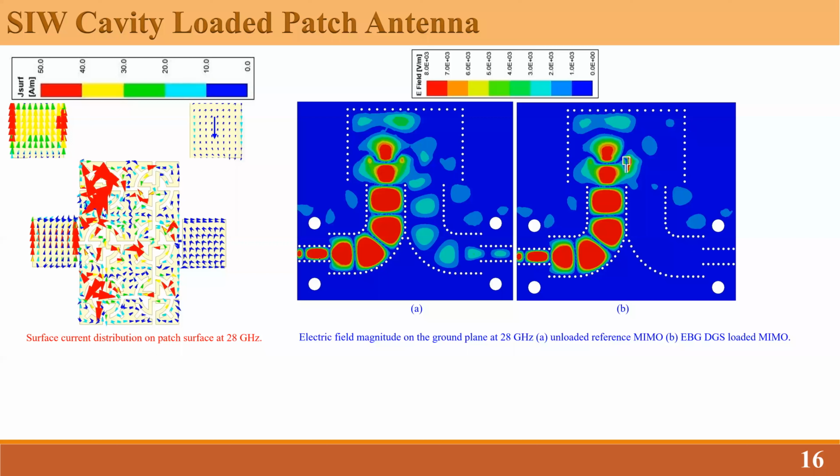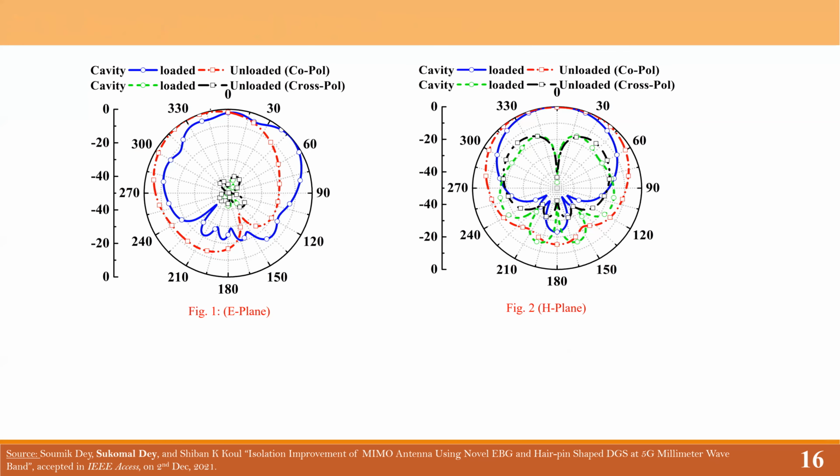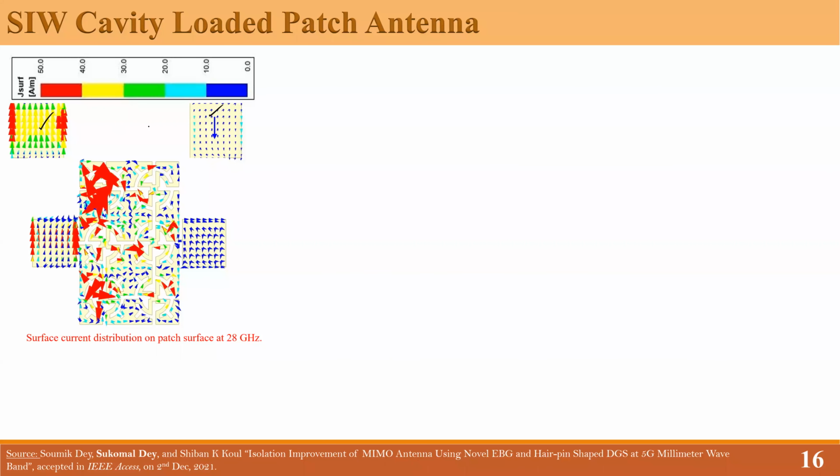This is the one input, this is the other input. In between we have two antennas. Let me show you the structure one more time. So here we have two antennas side by side. You can see this is one antenna, this is the other antenna. In between we have the EBG. This is what is happening without the EBG, and this is what is happening with the EBG.